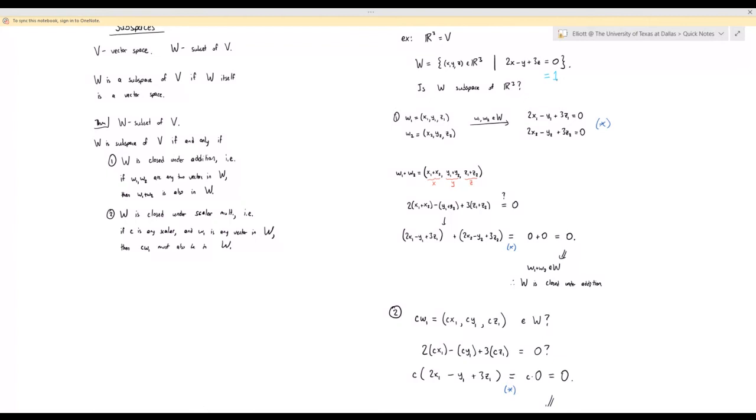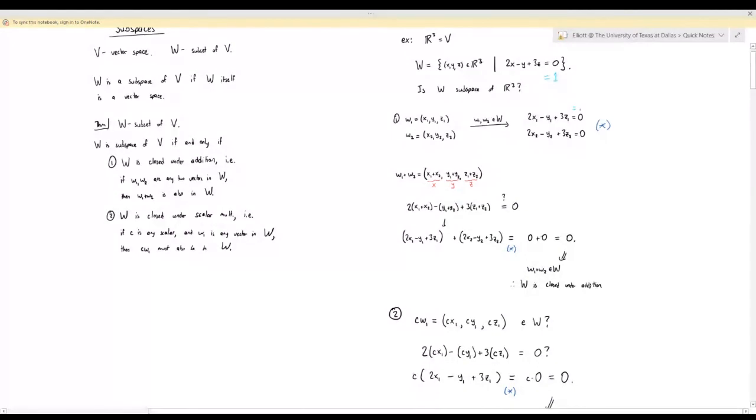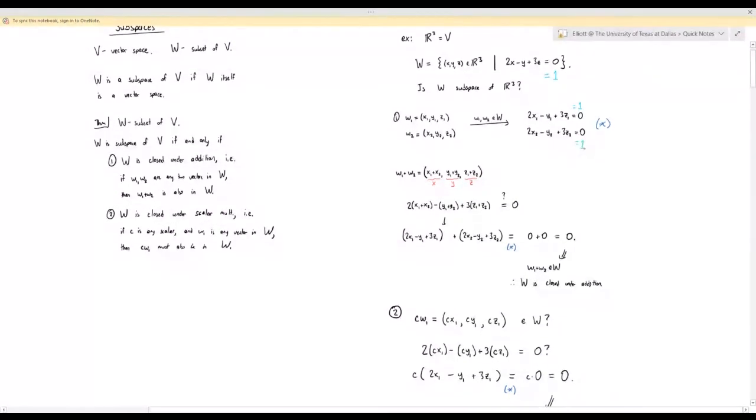Let's see. Okay, so if we go through the process again, we start with two vectors in W. This time, what it would mean to be in W is that each of these were equal to 1 rather than 0.